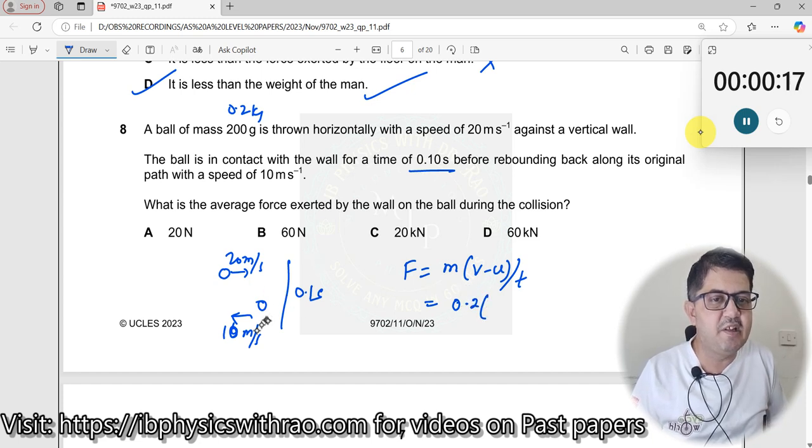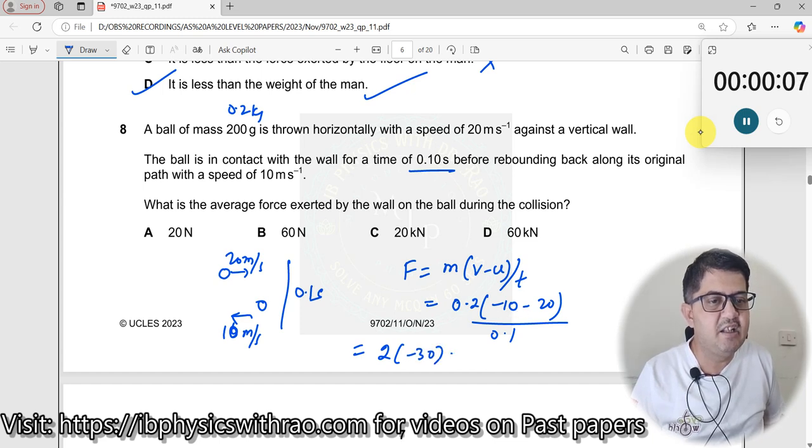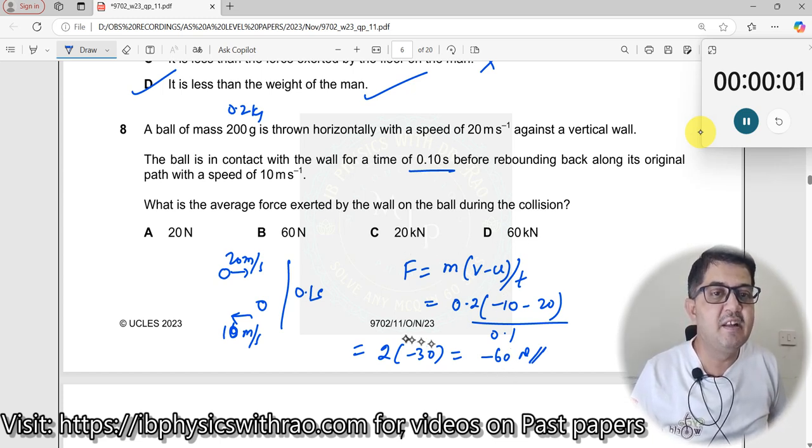If this is positive, this should be negative. It should be minus 10 minus 20, divided by 0.1. How much will this be? It should be 2 into (minus 20 minus 10), which is minus 30, which should be equal to minus 60 Newton.